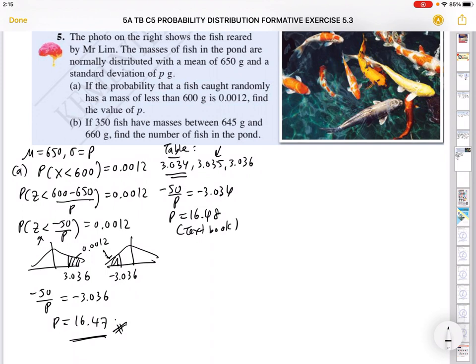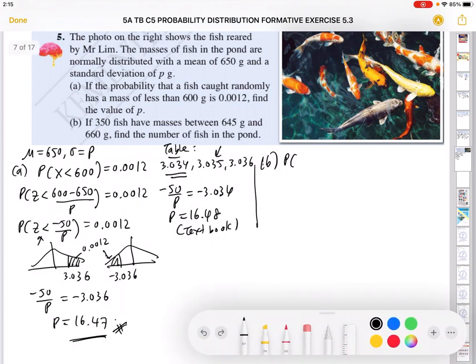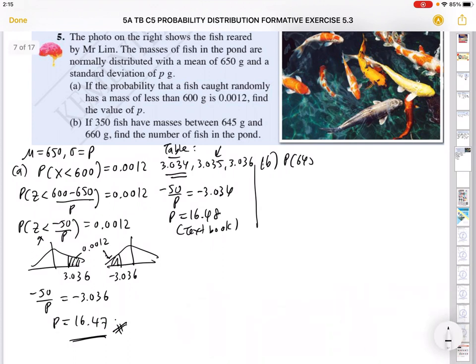Let me continue part B here. I may have to write below on the left, not enough space. So if 350 fish have mass between 645 and 660, find the number of fish. Before you find the number of fish, you must find the probability that the fish here have mass between 645 and 660. So we standardize 645. You minus your mean, divide by your standard deviation P.